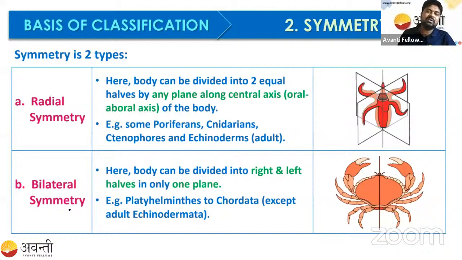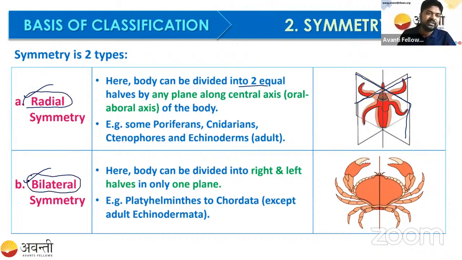On the basis of symmetry, we have different types. First is radial symmetry, next is bilateral symmetry. Then what is meant by radial symmetry? Here the body can be divided into two equal halves by any plane along the central axis of the body. For example, one plane like this, and the next plane like this, and the organism's body is completely the same in all parts. That's why it is known as radial symmetry.